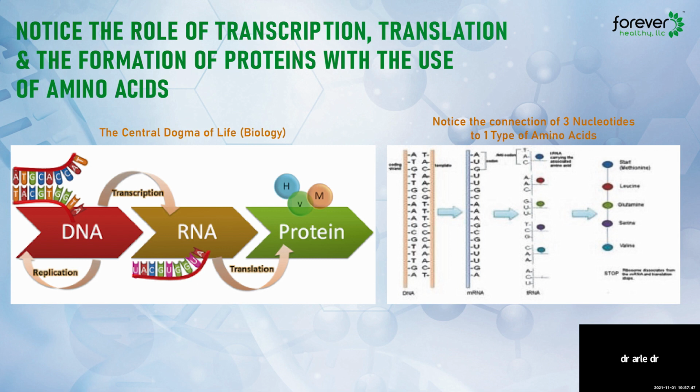So notice the role of transcription, translation, protein, and amino acids. So on the left side, we showed it a while ago. On the right side is the same story, only it is shown in a different perspective, but it's the same. 3 nucleotides, 1 type of amino acid.